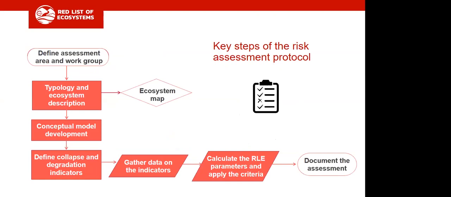So just to end this first introductory session, I just wanted to show you in a very general sense what the risk assessment protocol for the RLE looks like. The first step will always be to define what we are assessing. So which ecosystem units are we assessing? Which area of the world are we covering? Is it a national assessment? Is it a global assessment? Is it a subnational assessment?